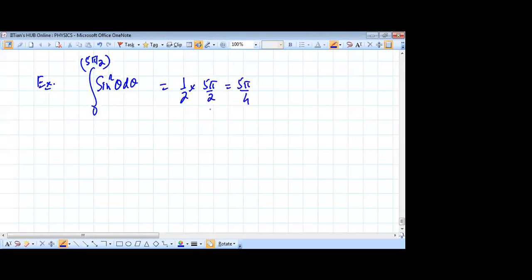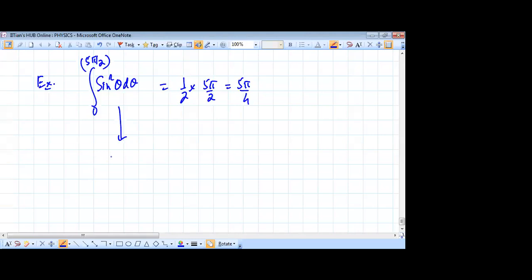So that is why, for example, if I calculate the integral of sine square theta d theta from 0 to 5 pi by 2, suppose I'm doing this, according to my theory this should be equal to half into 5 pi by 2. It should be 5 pi by 4. And let's just check.